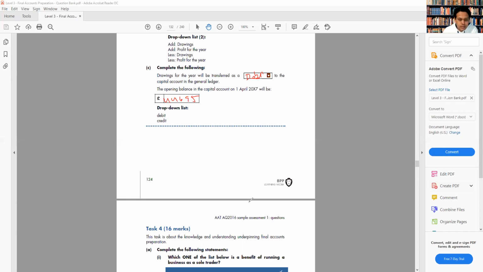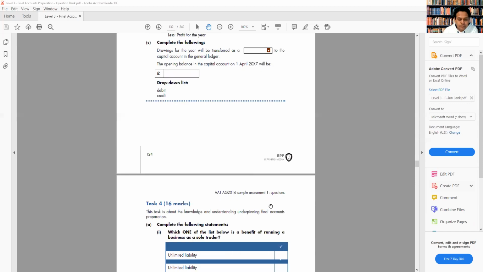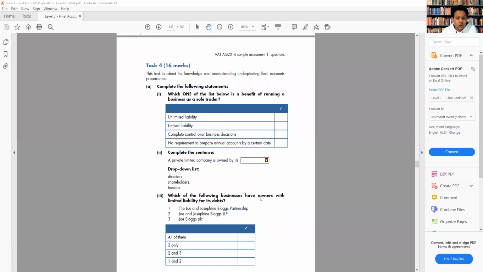All right, so let's move on. Let's move on to the next one. Task 4 says this task is about knowledge and understanding underpinning the final account preparation. Complete the following statement. Which one of the list is a benefit of running a business as a sole trader?